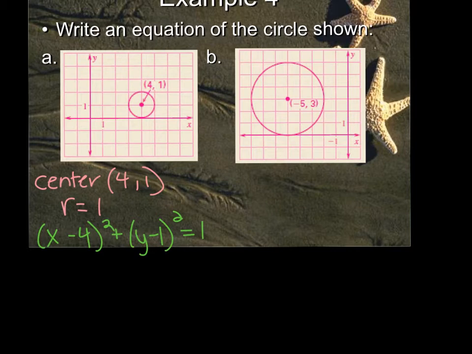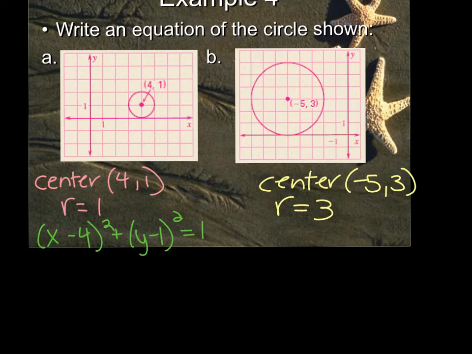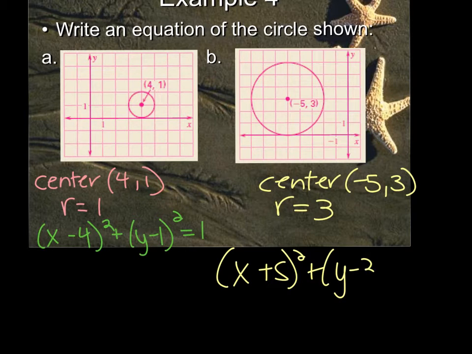Okay, what's the center? Negative 5, 3. What's the radius? 3. So the equation: x plus 5 squared, go ahead, Matt, plus y minus 3 squared equals? 9. Good. Easy stuff, right?